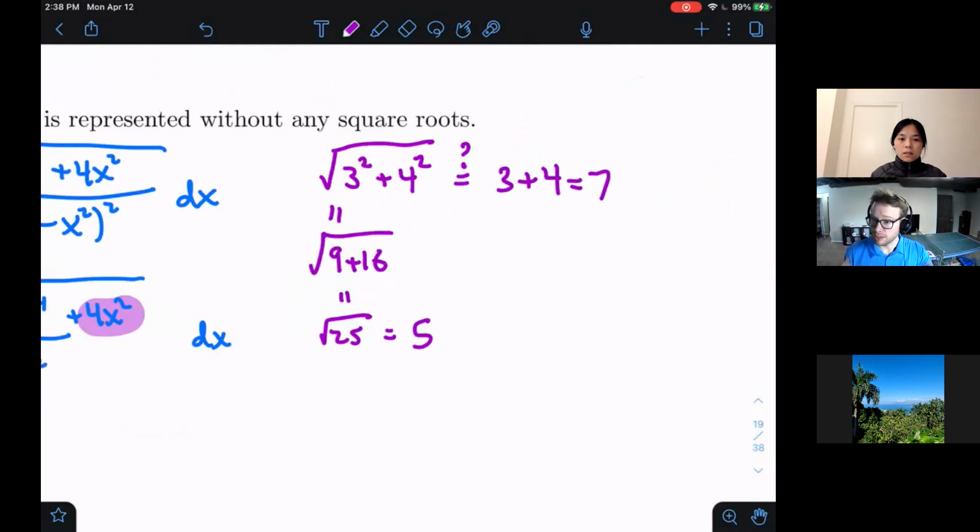You can do this over multiplication, right? If this was 3 squared times 4 squared, this works out. You can do the square root to each piece, but the addition or subtraction ruins it.